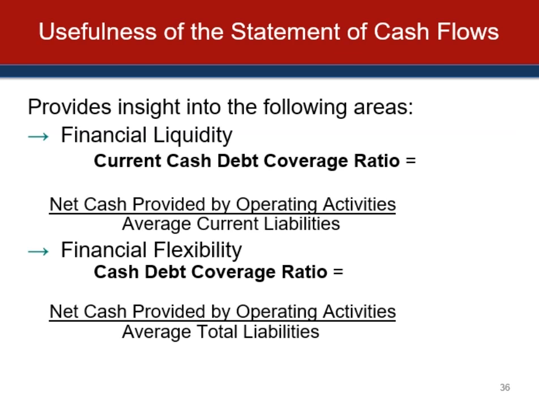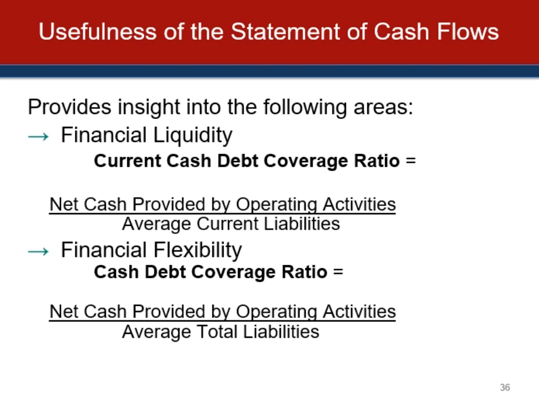A couple of ratios which are shown here include the financial liquidity ratio called the current cash debt coverage ratio. So you would look at cash provided by operating activities, from the statement of cash flow, cash from operations, over average current liabilities, and that tells you how many times the cash generated by the business would be able to pay their current liabilities amount. So if it's a larger number, that would be better. You certainly want it to be more than one because the current liabilities have to be paid within the next year.